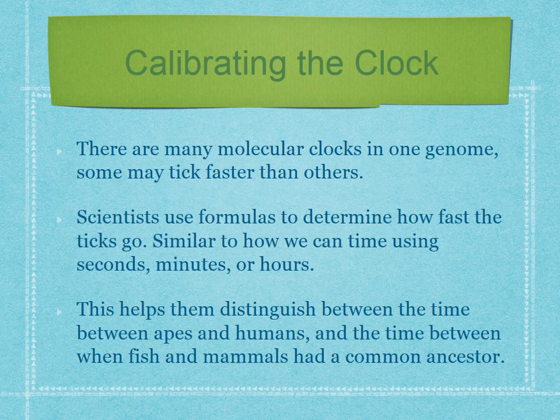So there are a lot of clocks in one genome, and some are going to be ticking faster than others, which means some are going to be mutating, evolving more than others. And scientists use different formulas to determine how fast these ticks are exactly going. So kind of like how we can use second hand, minute hand, or hours to time things. Well, they don't just do seconds, minutes, hours. They do days, weeks, years. This helps them distinguish the time between, like I said, apes and humans, fish and mammals, and just trying to figure out how far away we are from common ancestors from everything on Earth.